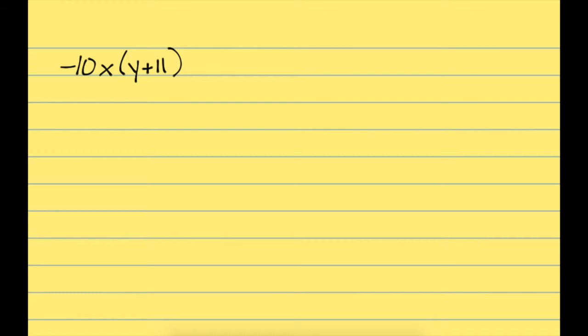Negative 10x times a positive y is going to give me a negative result. I'm going to have negative 10x times y. Negative 10x times positive 11 is also going to give me a negative result, negative 110x.